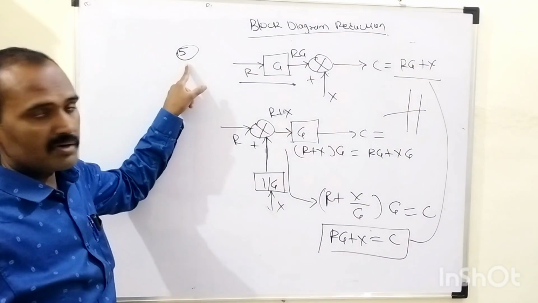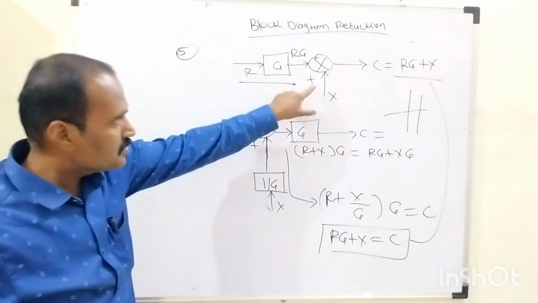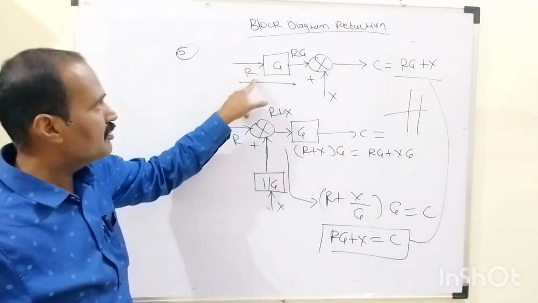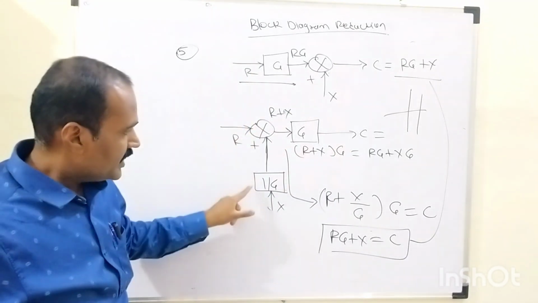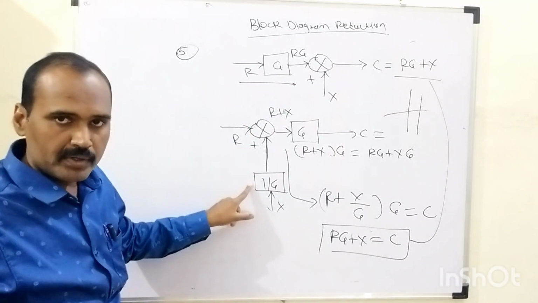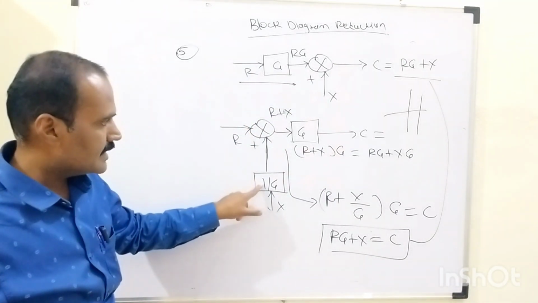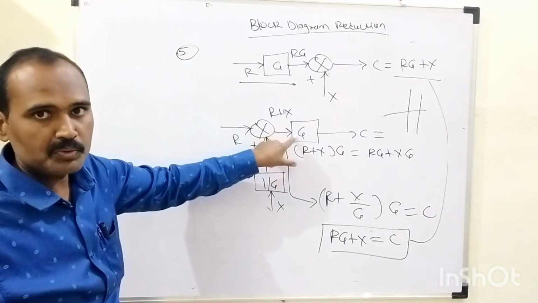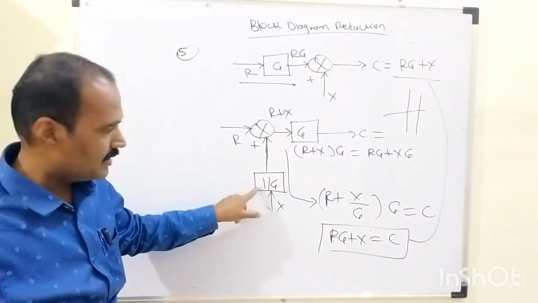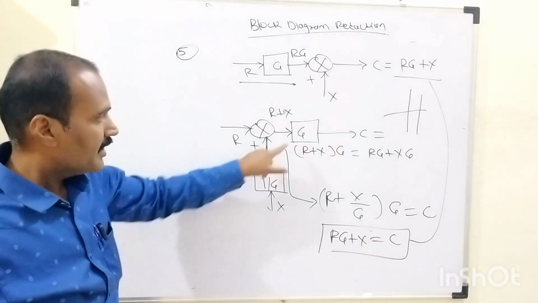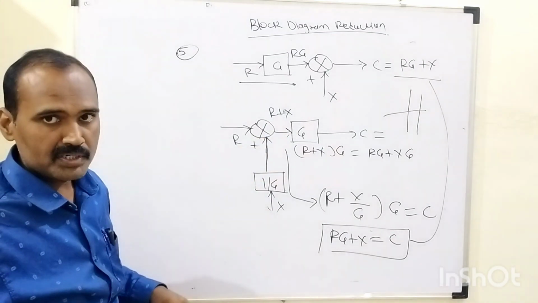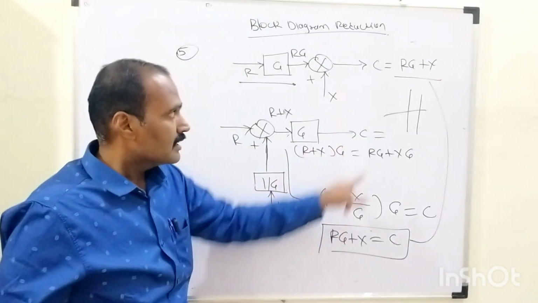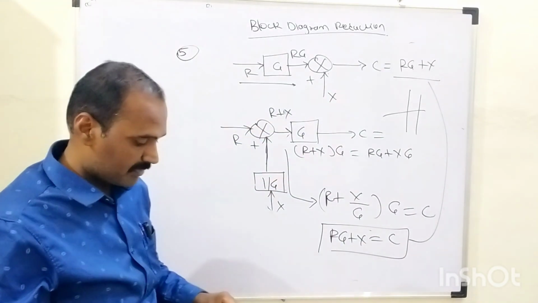So this is rule number 5, which says that in order to shift this summing point before this block, we need to add one more block to the lower terminal of the summing point whose gain is exactly equal to the reciprocal of the original gain. If it is G2, it will become 1 over G2, right? If it is capital G, it will become 1 over G. Then and only then can we retain this output equation. So this is rule number 5.